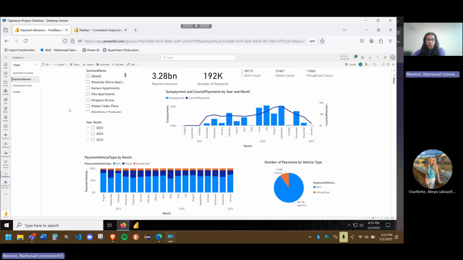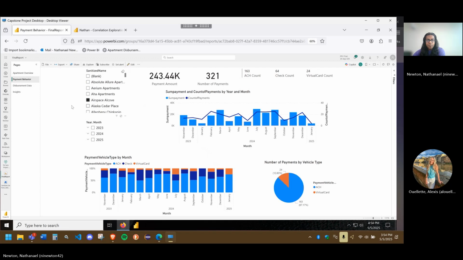The apartment behavior page serves as a generalized screen to look at different types of payments being used for all the apartments, current statuses for years, and each specific apartment. That's all for me. My name is Riley Sneed, and I'll be talking about the disbursement stuff that we use to create these reports.